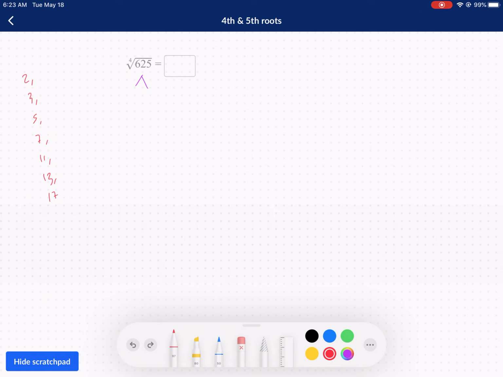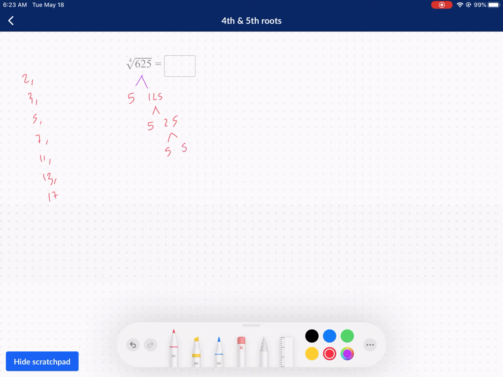Okay, so we're going to think of any of these that are prime factors for this guy, and obviously we can do 5 here. So I'm going to divide by 5, and we have 625 divided by 5 is 125. So I'm going to divide by 5 again, and I get 25, and divide by 5 again. I'm going to get 5.